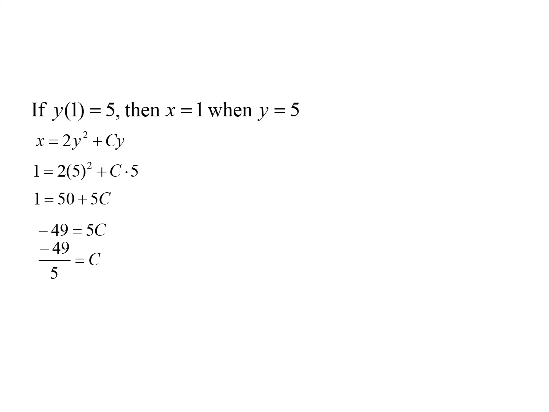Now remember, once you find the value of that arbitrary constant, you have to plug it back into your solution. So our overall solution is going to be x equals 2y squared minus 49 over 5 times y.